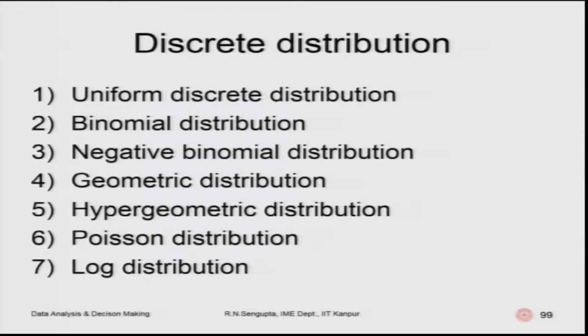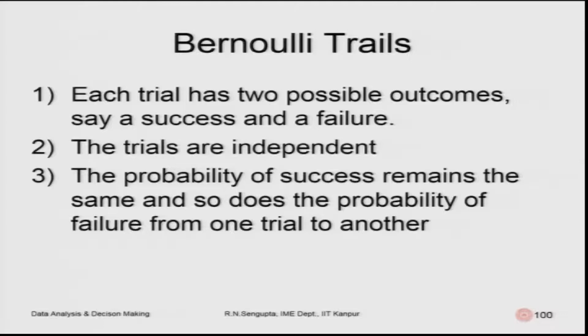The discrete distributions which we will consider for our examples in this DADM1 course would be the uniform discrete distribution, the binomial distribution, the negative binomial distribution, the geometric distribution, the hypergeometric distribution, the Poisson distribution, the log distributions, and there are other distributions also which we will not consider in detail. These would be more than sufficient to cover the probability mass function.